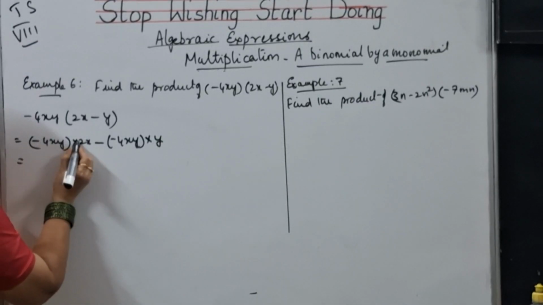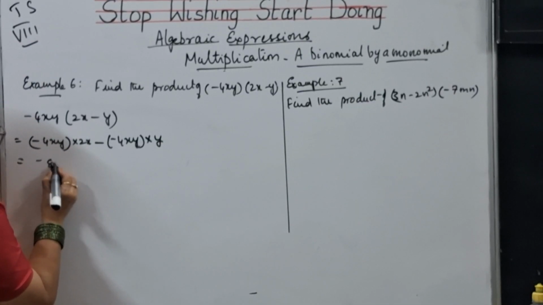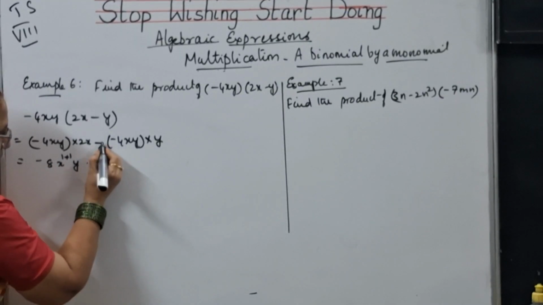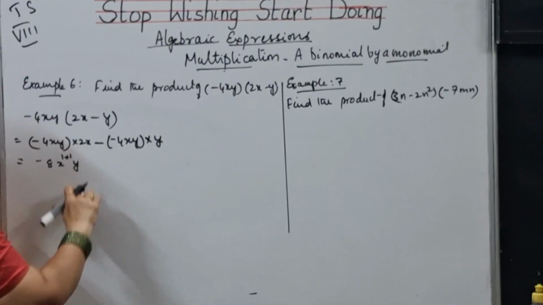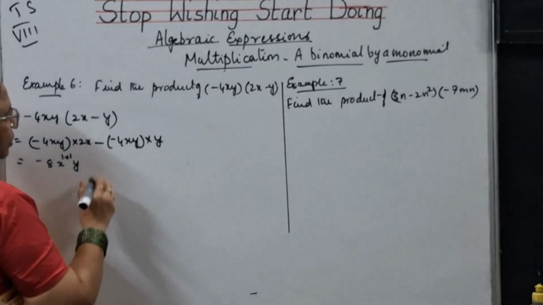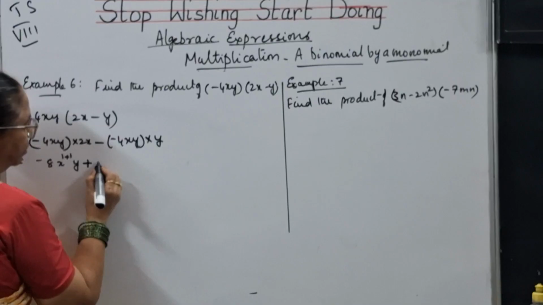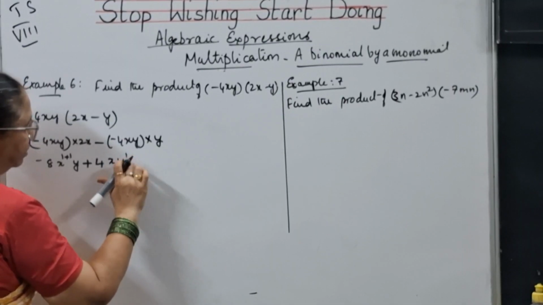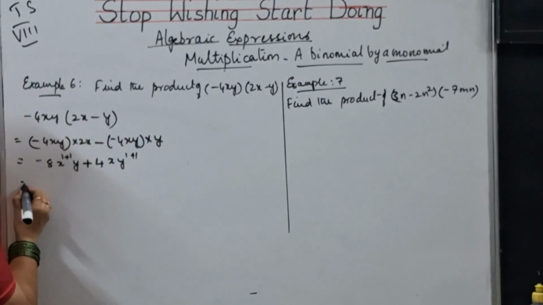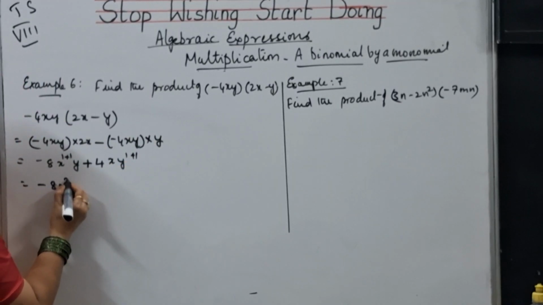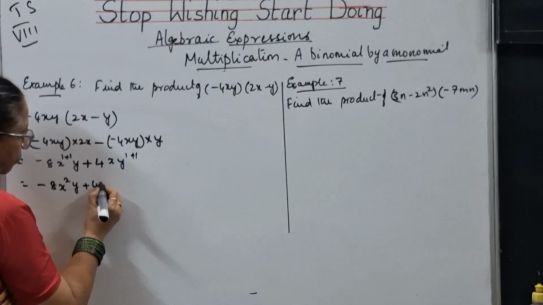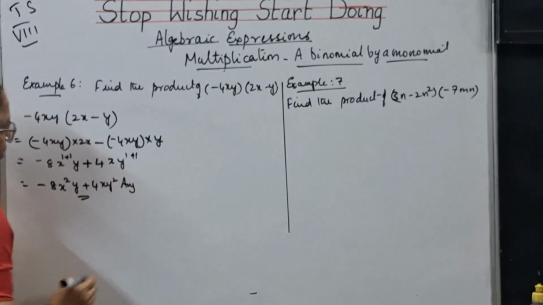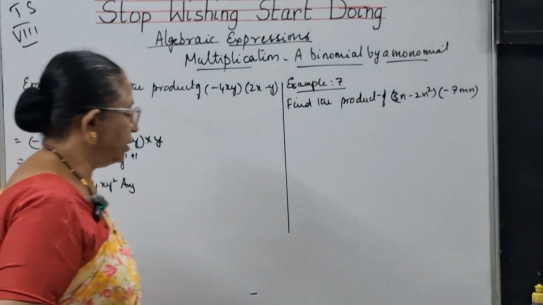Minus into plus is minus, 4 2s are 8, x to the power of 1 plus 1, y. And here minus into minus. I should multiply the signs. So it becomes a plus, 4 into 1, 4, x, y to the power of 1 plus 1. So minus 8x square y plus 4xy square. This is the answer for this one, children.